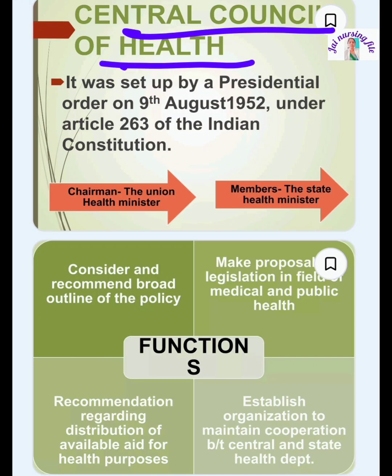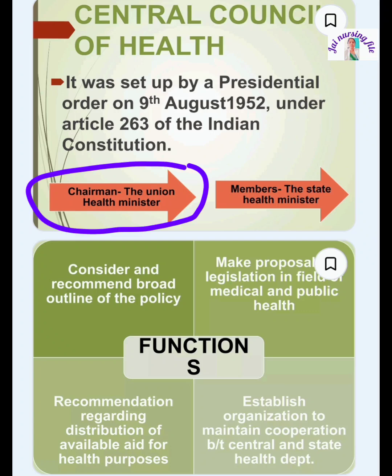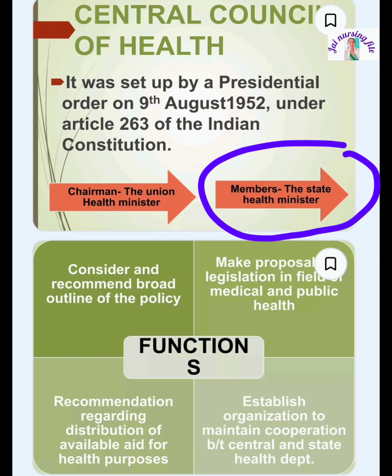Central Council of Health. It was set up by the Presidential Order on 9th August 1952, under Article 263 of the Indian Constitution. Okay, who is the chairman? The Union Health Minister. Who are all the members? The State Health Ministers. Next, move on to the functions.